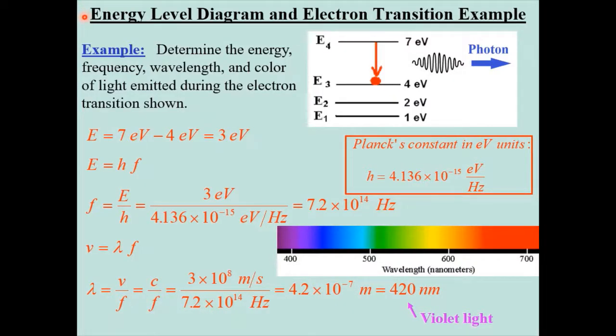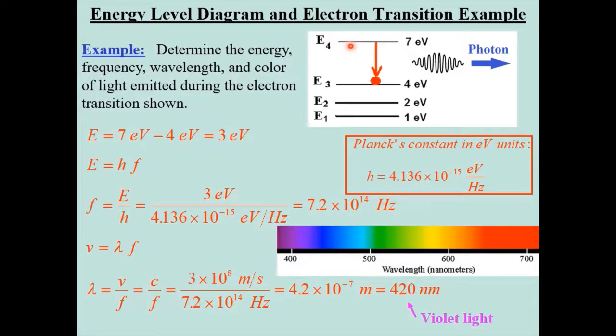Let's now work through an example using an energy level diagram that has to do with an electron transition. In this example, we're going to determine the energy, frequency, wavelength, and color of light emitted during the electron transition shown. So let's take a look at this diagram that's given to us.